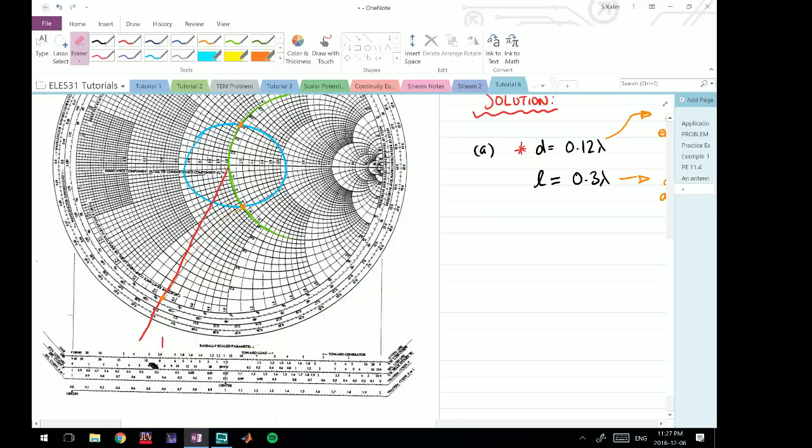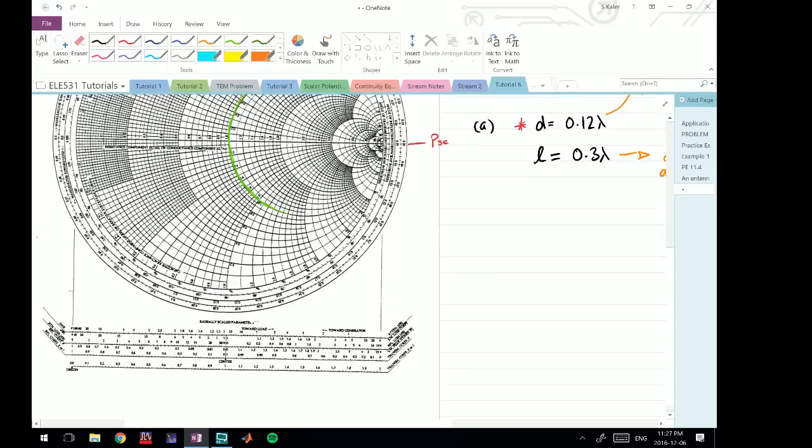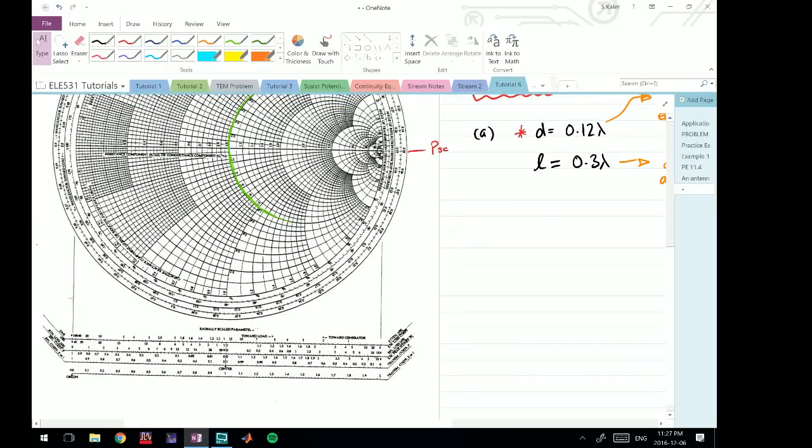So let's get rid of all this rough explanation work, and actually draw the distance that we have. I'm going to start from here, and we know PSC is here. If you don't know that by now, then we definitely need to review. So you go from here, and this is 0.25, and I want to go 0.12 lambda. So 0.12 lambda is actually going to be this point right here, 0.37, or 0.13 if you're looking at the inner scale.